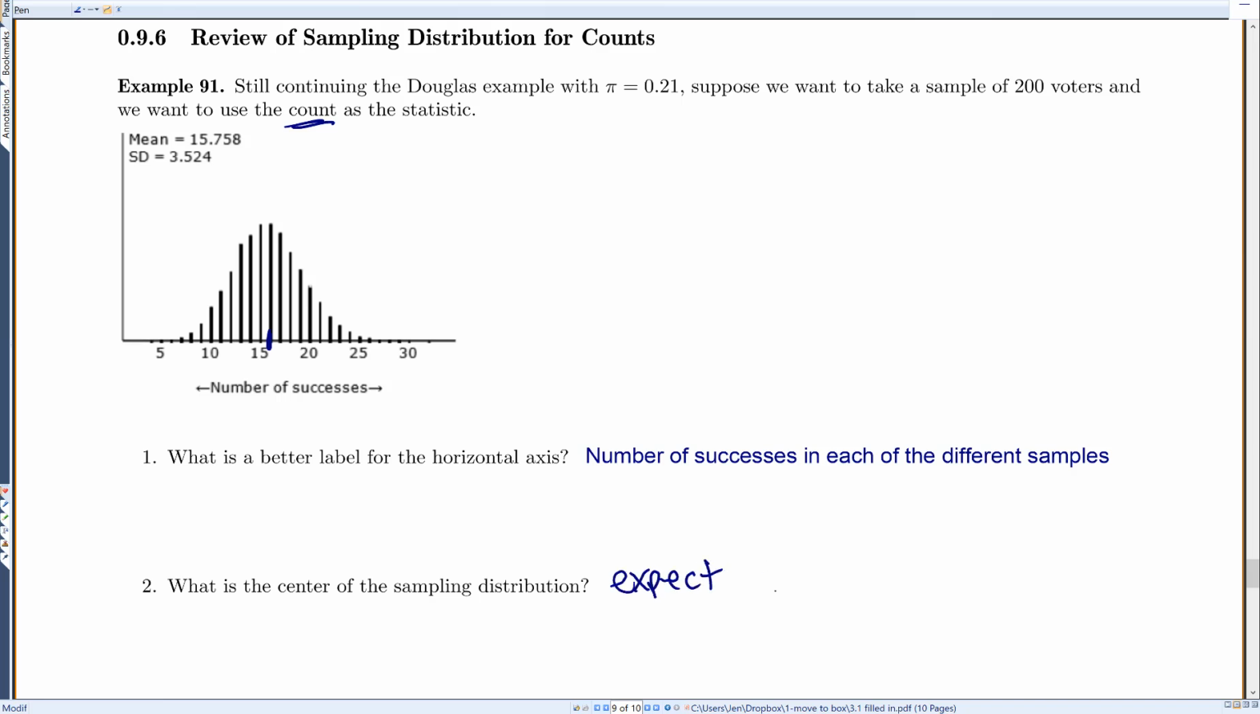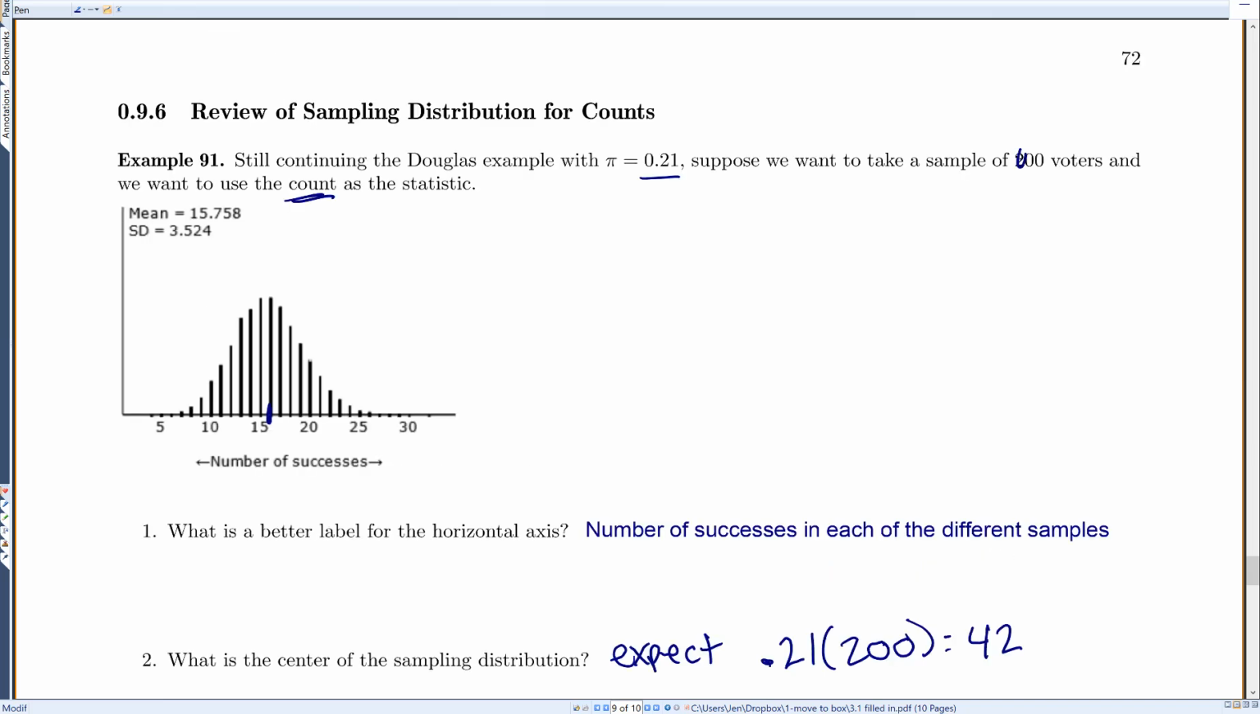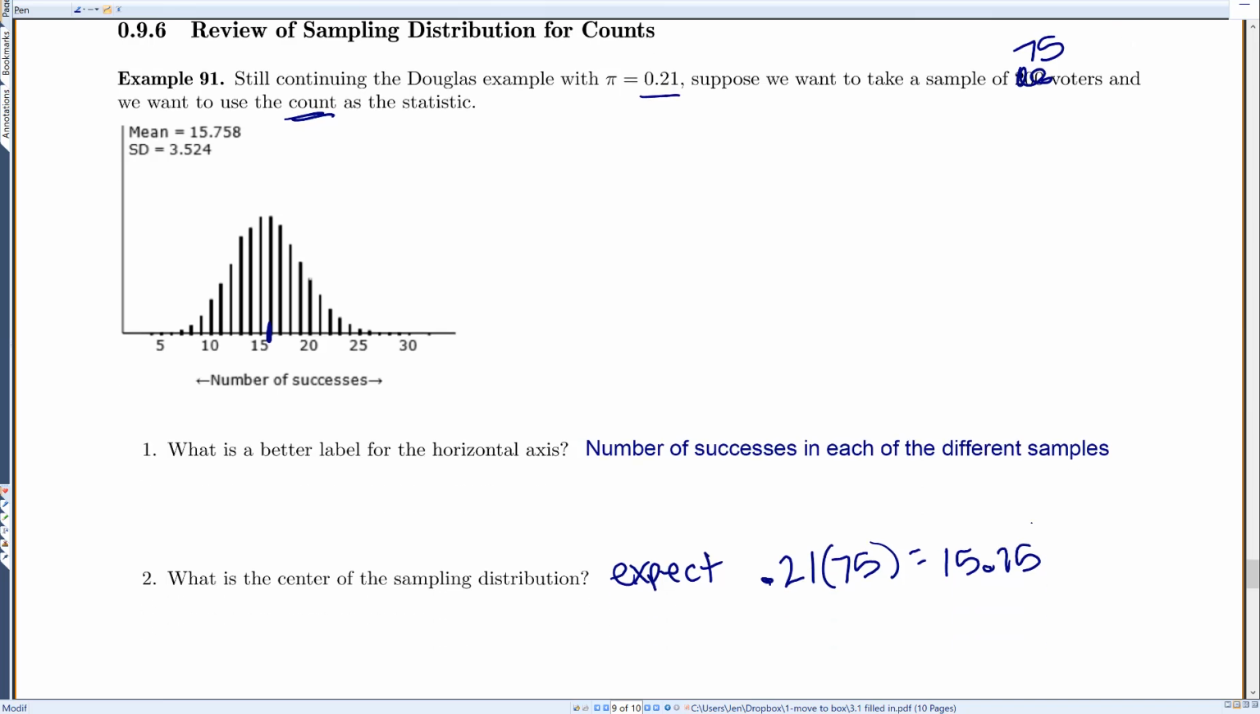So I'd probably expect my population proportion is 0.21, so I'd expect like 0.21 times 200, which gives me 42. Sorry, I forgot. I accidentally changed this to 75. When I made your graph, this is supposed to be a sample size of 75. So when we do the center, it's supposed to be 0.21 of 75. So 0.21 times 75 gives me 15.75. So that's what we would expect if we look at the simulation.